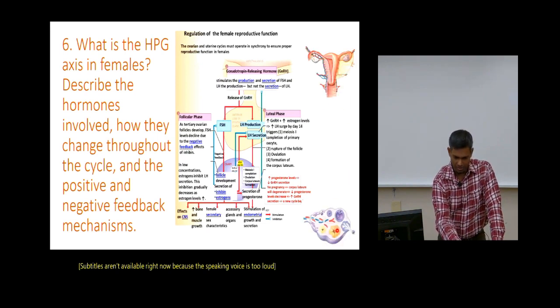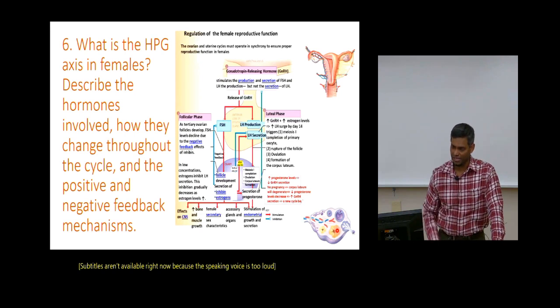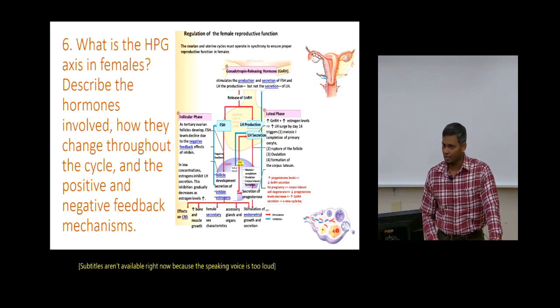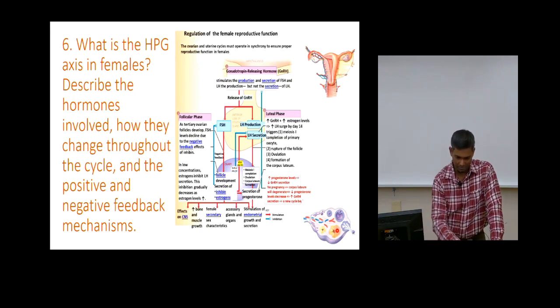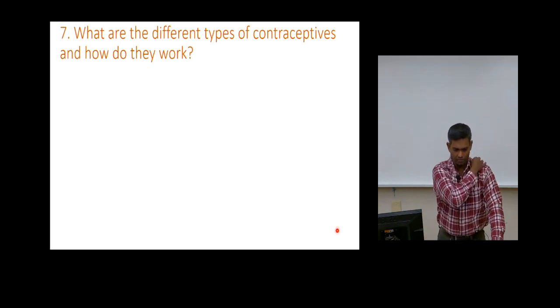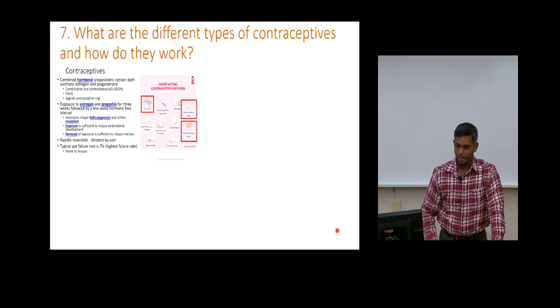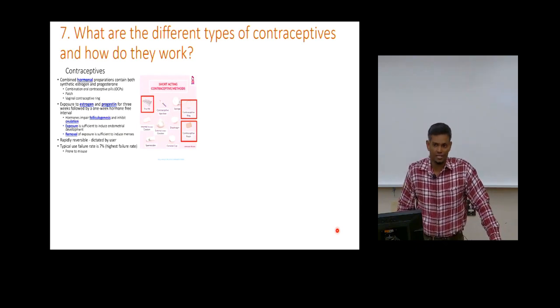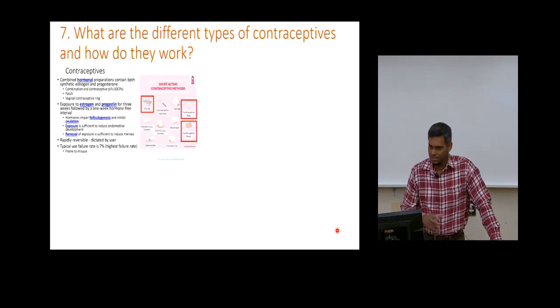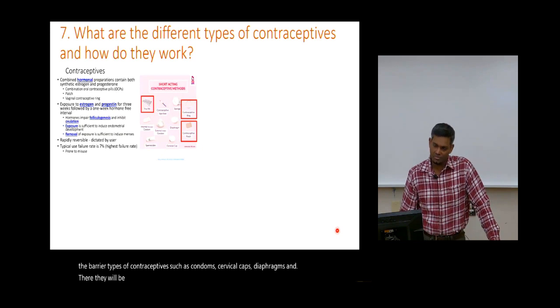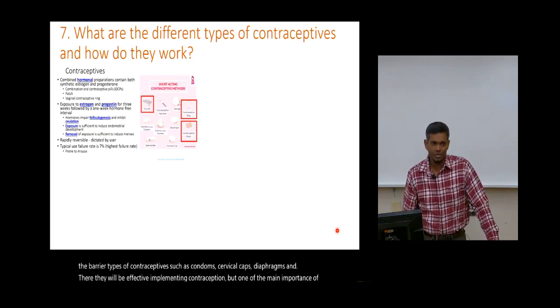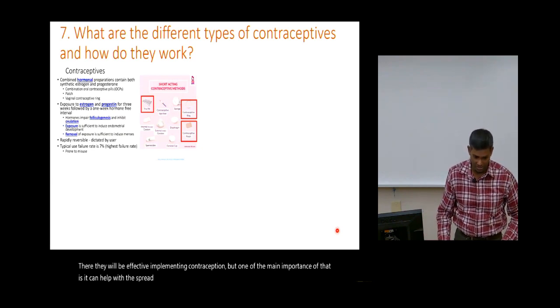And this is just to remind you that in the female reproductive cycle, both the uterus and the ovaries are impacted. So what are the different types of contraceptives and how do they work? We see that there are the barrier types of contraceptives such as condoms, cervical caps, and diaphragms, and they will be effective in preventing contraception, but one of the main benefits is that it can help with preventing the spread of sexually transmitted diseases.